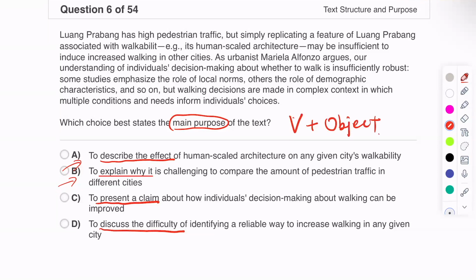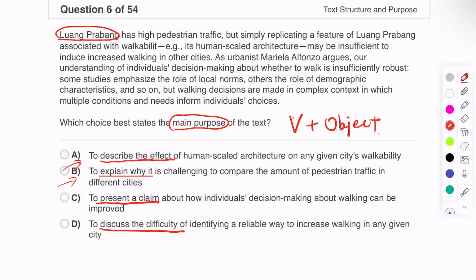So, to address the main purpose question, of course, we need to read the overall passage, but we have some focus. The focus would be in the beginning, the topic sentence, the first one, and the last sentence. Be careful, okay? Not only the first sentence, but also the last sentence. So the first sentence is this is a place.